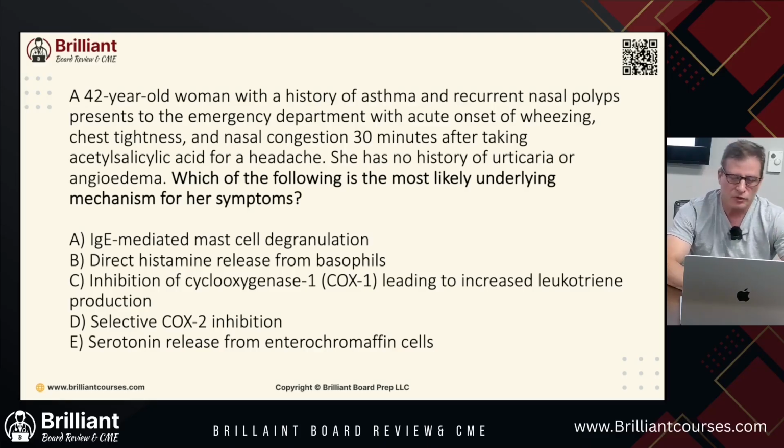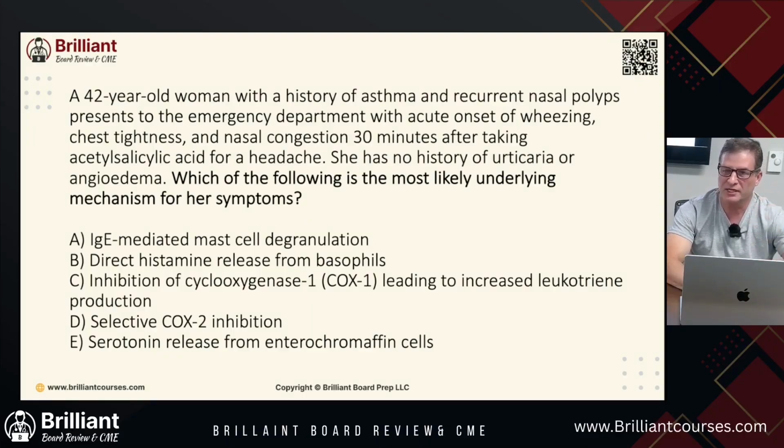So our first choice would be IgG, mast cell degranulation. Or B is going to be direct histamine release from basophils. C is going to be inhibition of COX-1 leading to increased leukotriene production. So we already talked about this patient taking aspirin, right? And we already know it's a COX-1 inhibitor, so maybe that's something. The selective COX-2 inhibition, well, aspirin is not going to be selective to that.